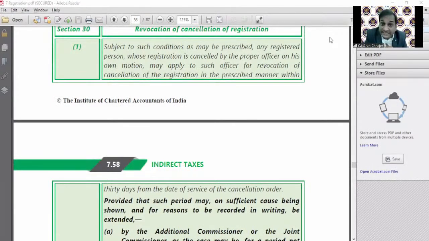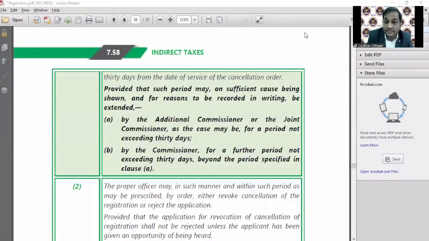Suppose I myself have filed the application for cancellation, I cannot go under section 30 for revocation. Underline this: whose registration is cancelled by the proper officer. If you are applying for the cancellation, there is no revocation option. The time limit for revocation is 30 days, but this is a new amendment.